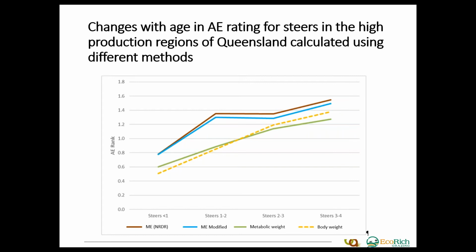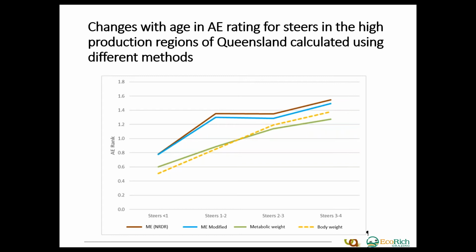And what we've got here is 4 sets of results. Now, this is graphed using the growth path of steers in the high productivity regions of Queensland, so Darling Downs, Brigalow area. And we've said, using the different approaches, what AE ratings do result from that. So firstly, following that evolution that Col went through before, the yellow dotted line there, that's just based simply on a percentage of body weight. What's the animal in question divided by 450 kilos? That gives the AE.